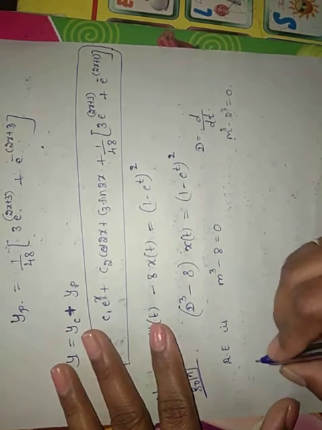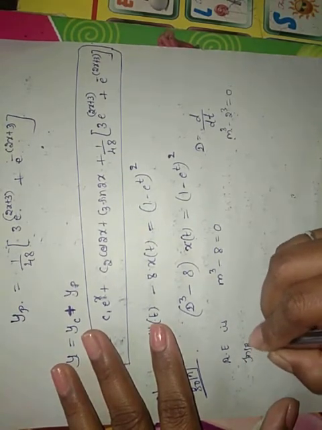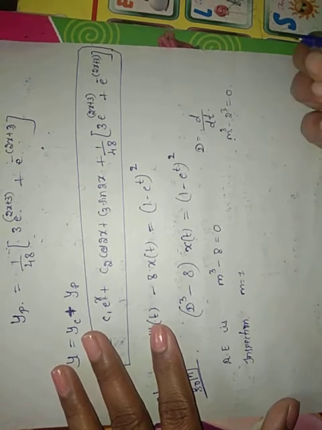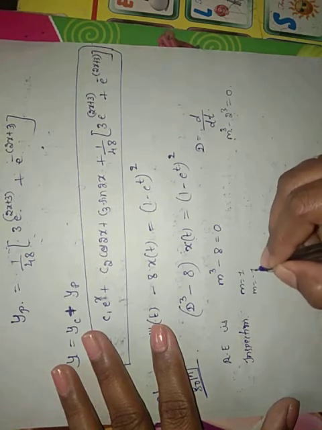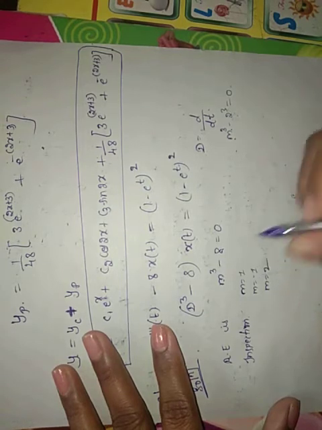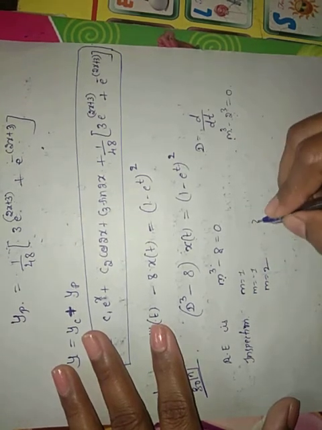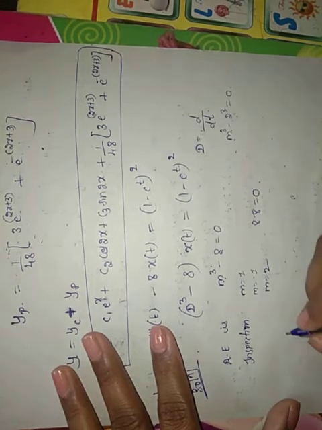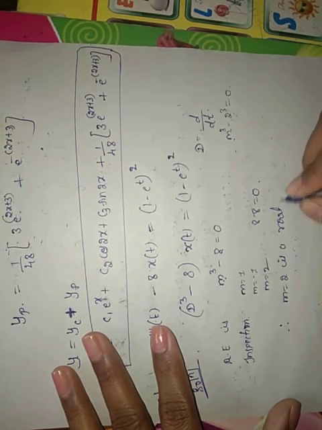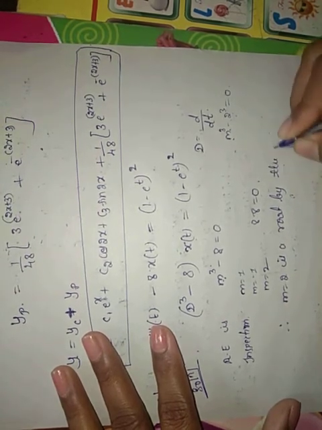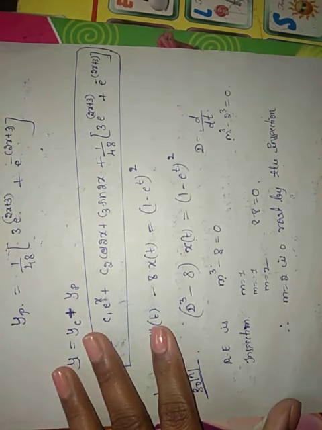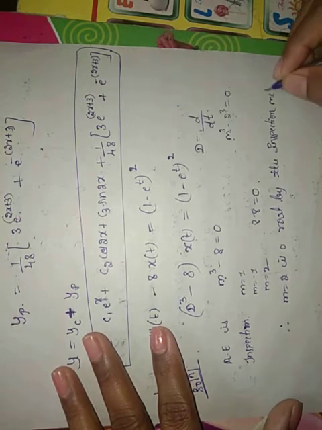So our inspection method says first you have to assume values for m. So m equal to 1: 1 minus 8 is not equal to 0. So m equal to minus 1: minus 1 minus 8 is minus 9, not equal to 0. So m equal to 2: 2 cube is 8, minus 8 is 0. Therefore m equal to 2 is a root by the inspection method.